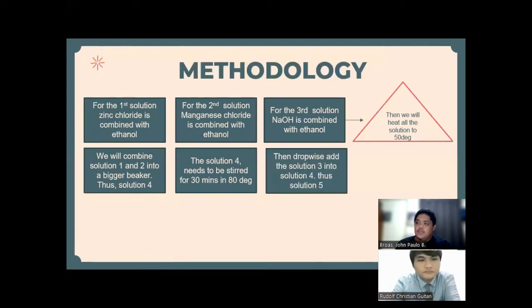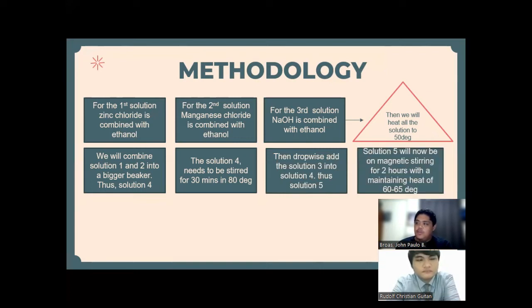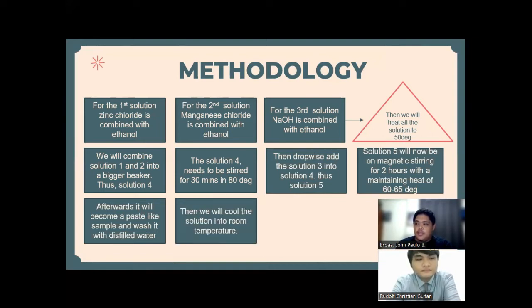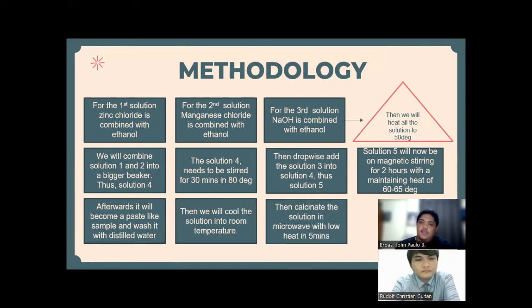Then dropwise add solution 3 into solution 4, making solution 5. Solution 5 will now be on a magnetic stirrer for 2 hours with a maintained heat of 60 to 65 degrees. Afterwards, it will become a paste-like sample and we wash it with distilled water. Then we will cool the solution to room temperature, then calcinate the sample in a microwave with low heat for 5 minutes. Then we will store the sample in a Boston amber glass bottle for sampling and testing.